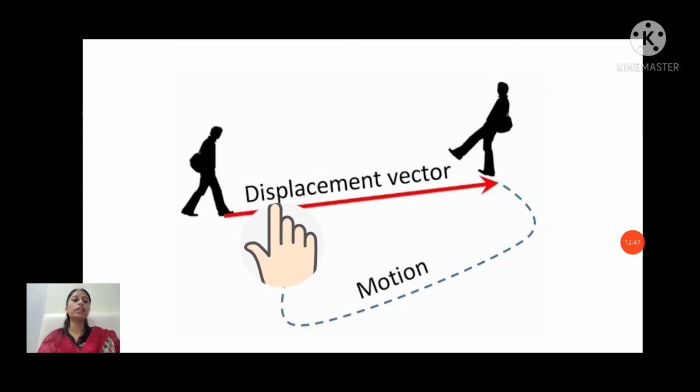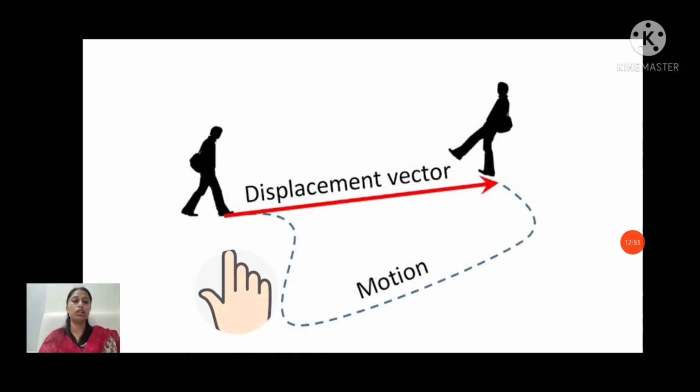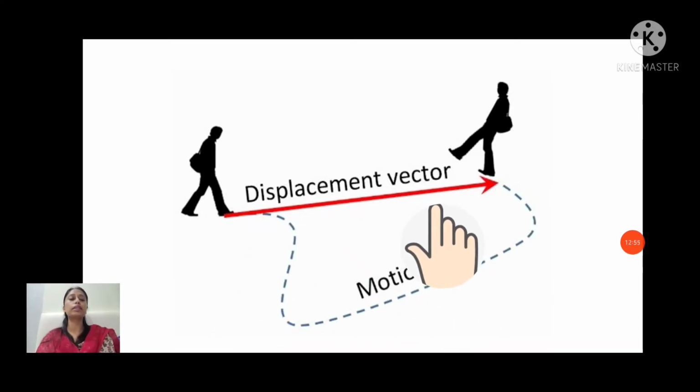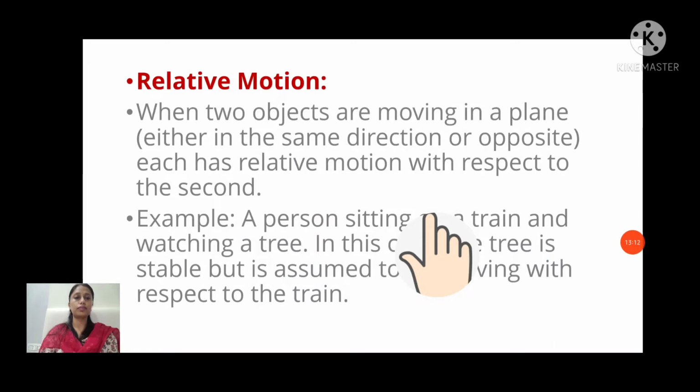Here you can see, displacement means what? Vector. Why is it a vector quantity? Because it gives you the direction. So that is why displacement is a vector quantity and distance is a scalar quantity. The only difference between distance and displacement is that distance is a scalar quantity and displacement is a vector quantity. Distance will not tell you about the direction, but displacement will tell you about the direction.